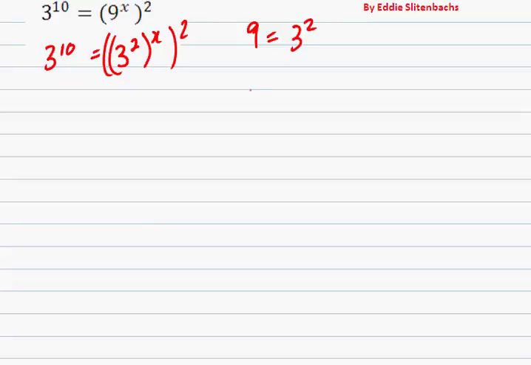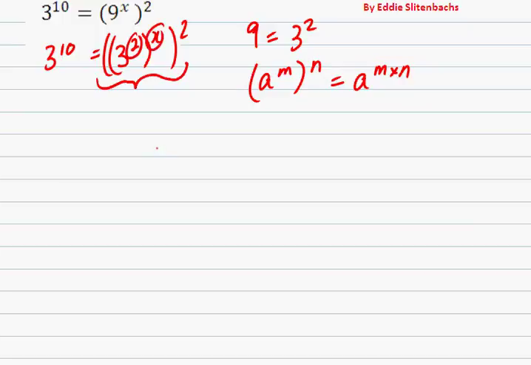Now, we've got an index law, which is a to the m, all to the n, equals a to the m times n. So whenever you've got a power of a power, then you're going to be multiplying the two powers together. That happens a couple of times. It happens with the 2 and the x, so we could write that 3 to the 10 equals 3 to the 2 times x, which is 2x, and that's all to the power of 2, which again we could multiply the 2x and the 2, because it's the same relationship there.